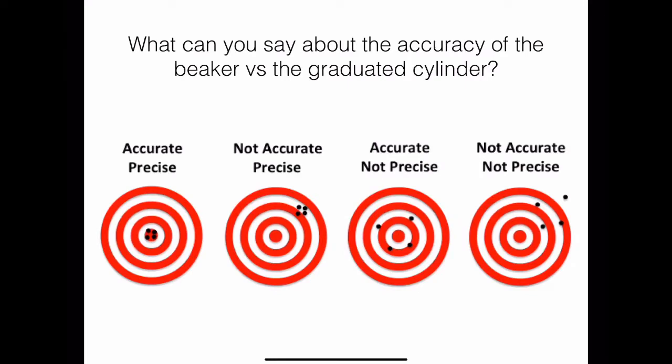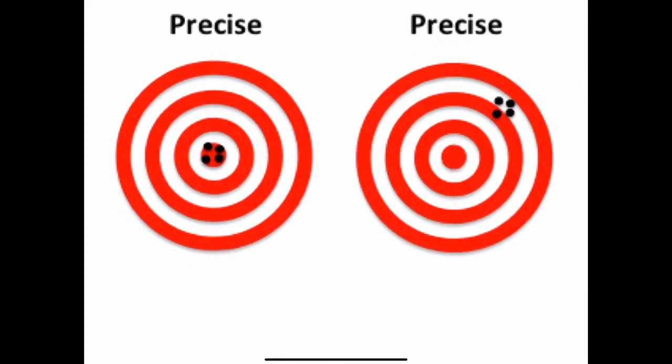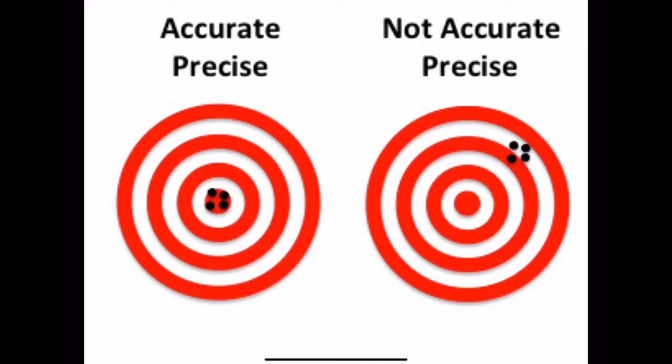What can we say about the accuracy of the beaker versus the graduated cylinder? Looking at these four diagrams, we can really see the difference between accuracy and precision. Accuracy refers to how close we are to the actual value. When we're looking at the first two pictures, the first one is both accurate and precise, because not only have I hit that bullseye, but I've made all of my marks in that bullseye. So accuracy is how close it comes to the actual value. Precision is how many times I'm able to recreate that result.